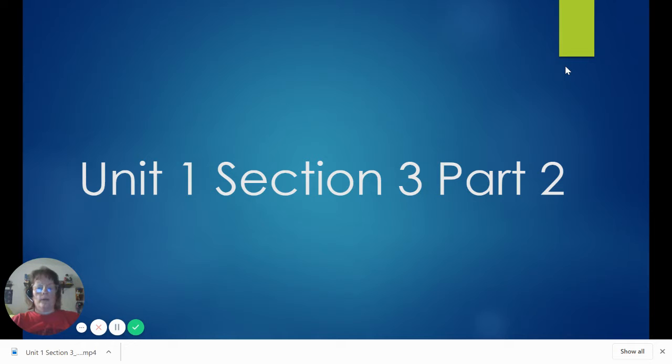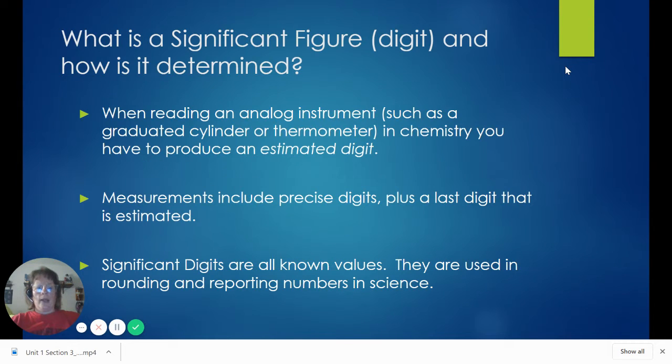Again, it's the same set of notes. I'm splitting it in half, and we're going to move on into some more of those measurements and things that we're going to be using in chemistry. So what we're going to talk about in this set is we're going to start with significant figures or digits. Sometimes we refer to them as Sig Figs. It's just easier to say than significant figures every single time. Anyway, trying to determine how we figure this out.